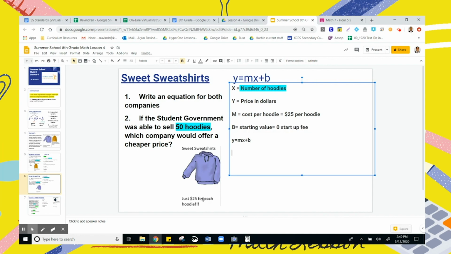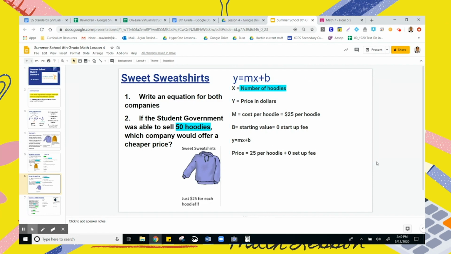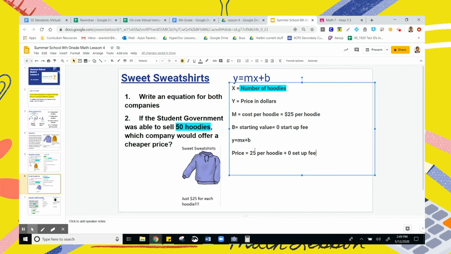So we can now make our equation. The price is equal to $25 per hoodie plus a $0 setup fee or startup fee. This is a proportional equation, Y equals KX, so we can write this as an equation. Y, instead of price, is equal to 25x. The word price represents Y, and X represents hoodies.